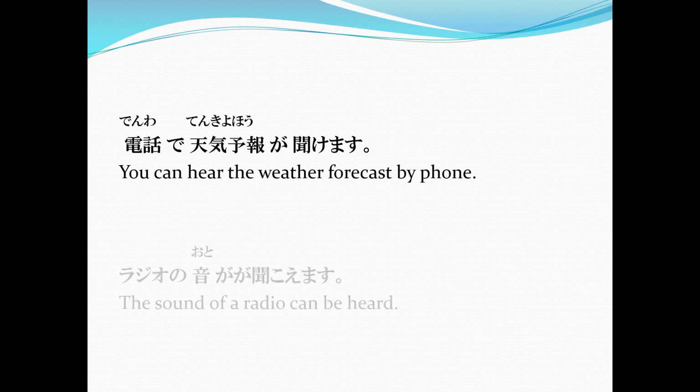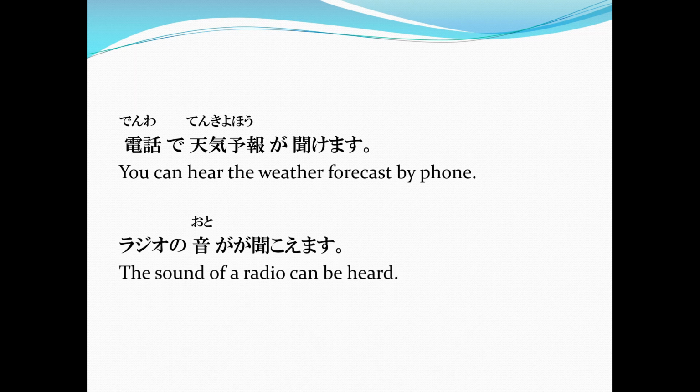Now, let's see the second example. Radio no oto ga kikoemasu. I'm sorry about the double ga. That's a typographical error. Again, radio no oto ga kikoemasu, or the sound of the radio can be heard. Now, why did we use oto ga kikoemasu in this sentence?